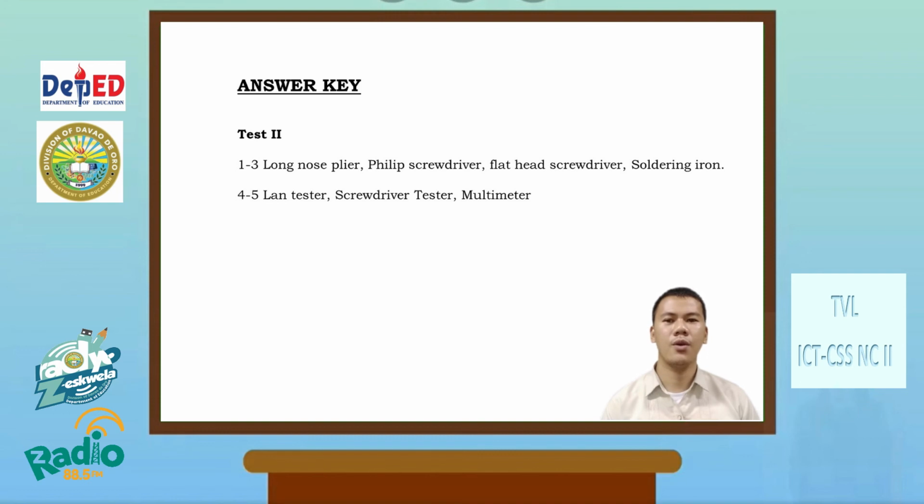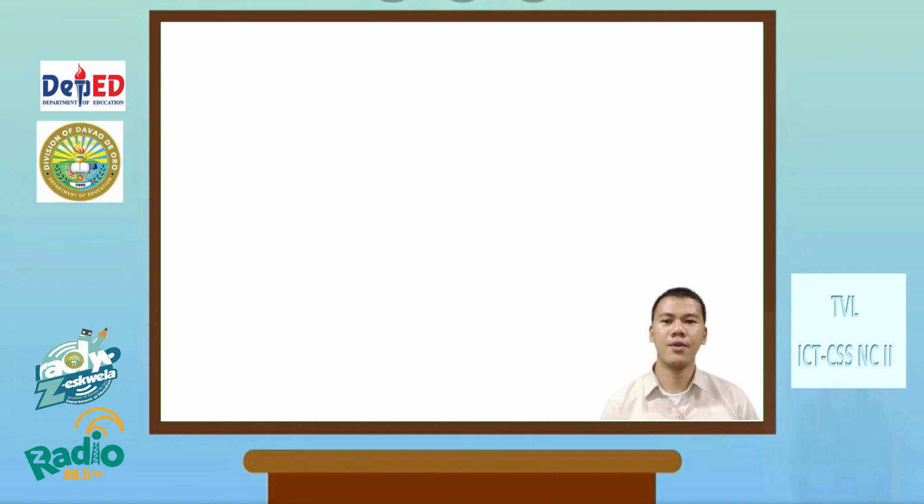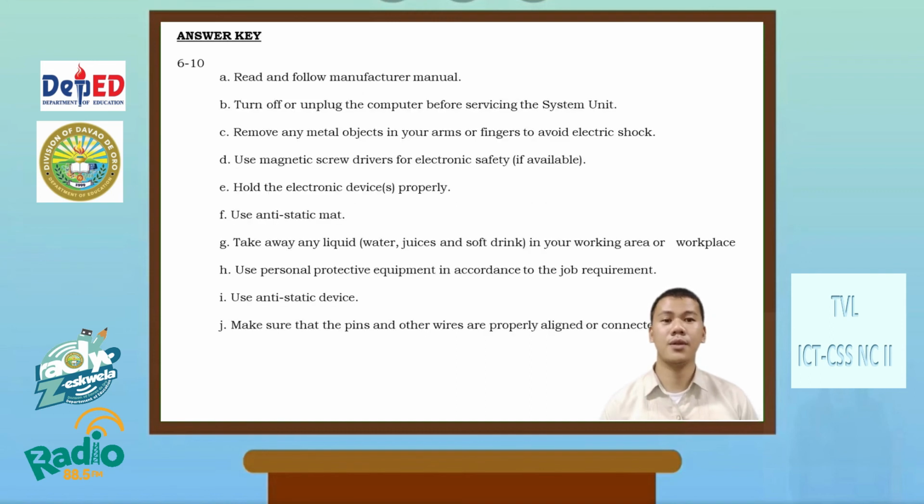Test 2. We have 1, 2, and 3. Either of the following: walnut plier, Phillips screwdriver, flat head screwdriver, soldering iron. 4 and 5. We have lamp tester, the screwdriver tester, and multimeter. 6 to 10.